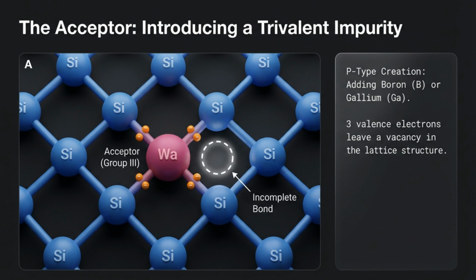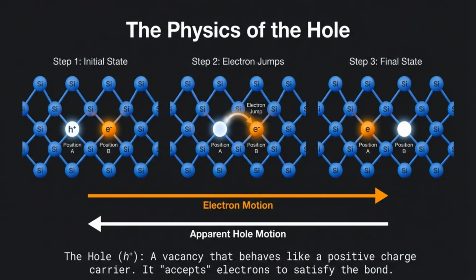To create P-type material, we introduce a group 3 trivalent impurity, called an acceptor, such as boron. Its 3 valence electrons leave a vacancy, or an incomplete bond, in the lattice structure. The hole is a vacancy that behaves like a positive charge carrier. As an electron jumps to fill the hole, the hole appears to move in the opposite direction.